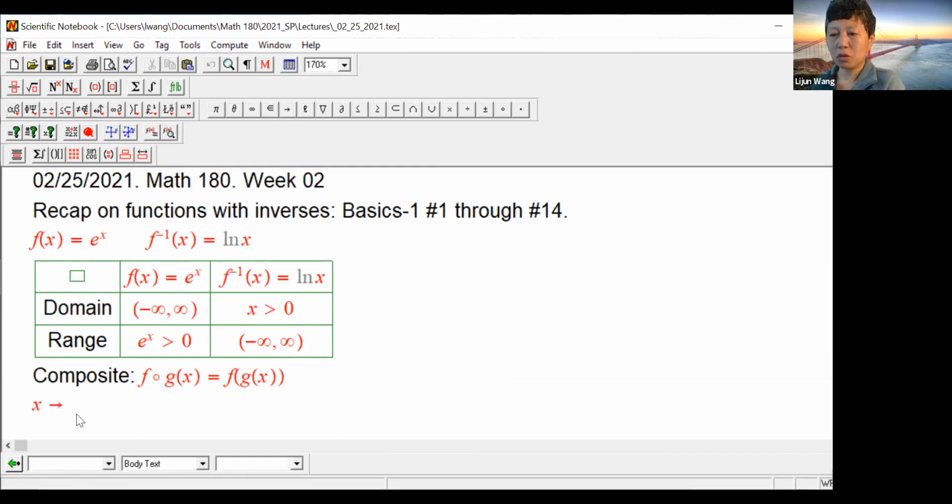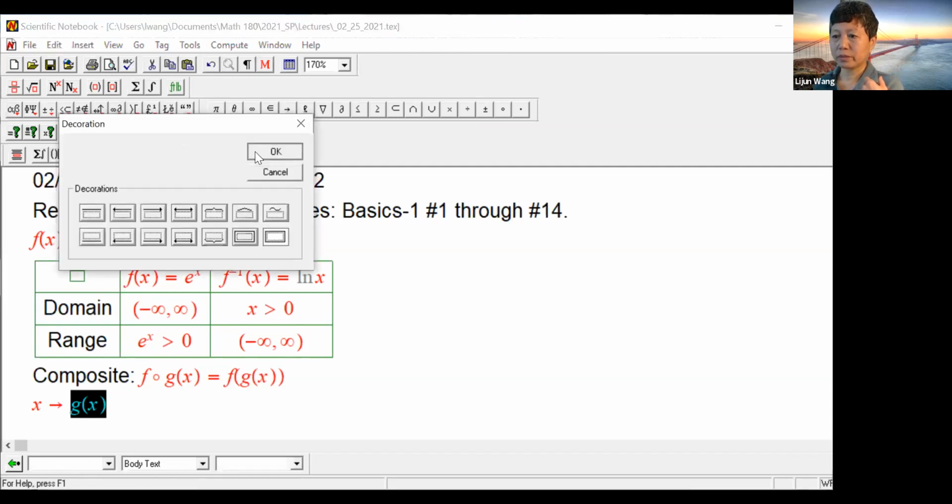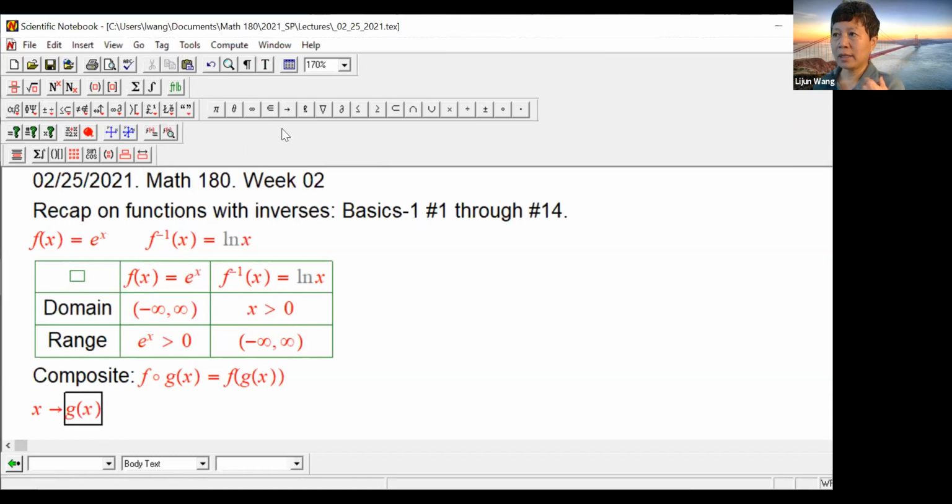So in that regard, when we have an input, this input will be given to G first, going from inside out. So the first rule is G, and it produces an output, and that output is G of X. And this G of X will serve as an input for the next function. Guess what the next function is?